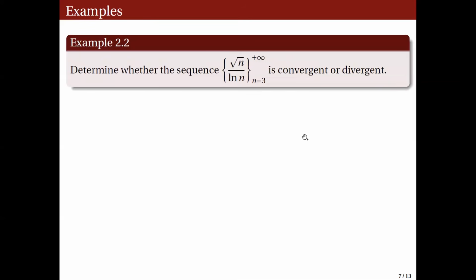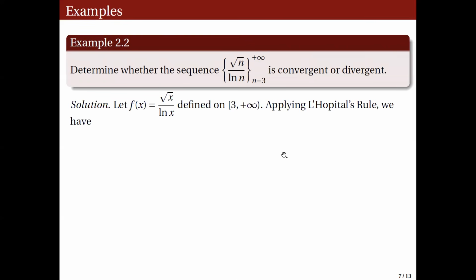So let's have another example here. Let's determine whether the sequence square root of n all over ln n from 3 to infinity is convergent or divergent. So again, just like in the previous example, we define the function f of x equals the square root of x over ln x on 3 to infinity.